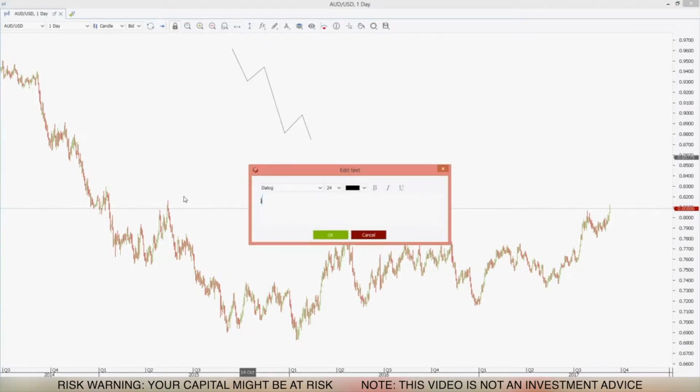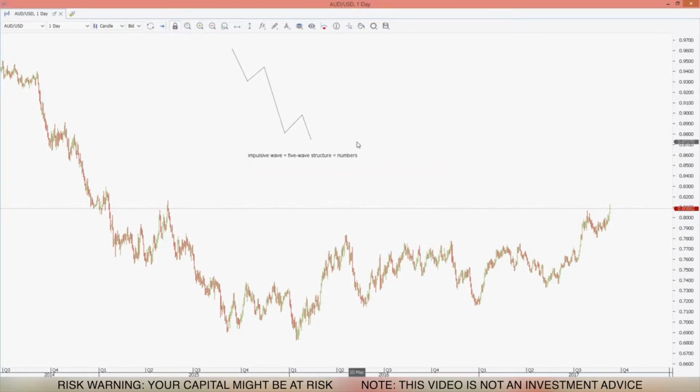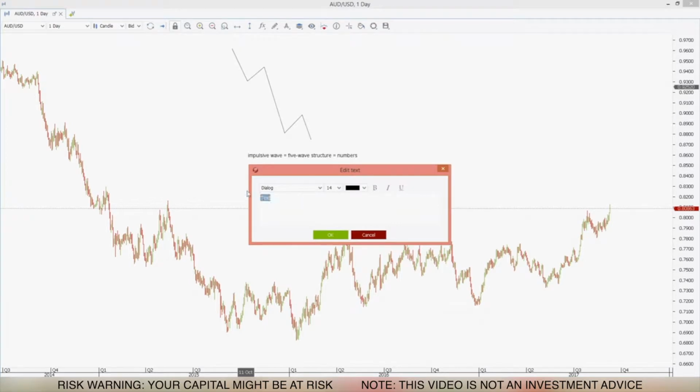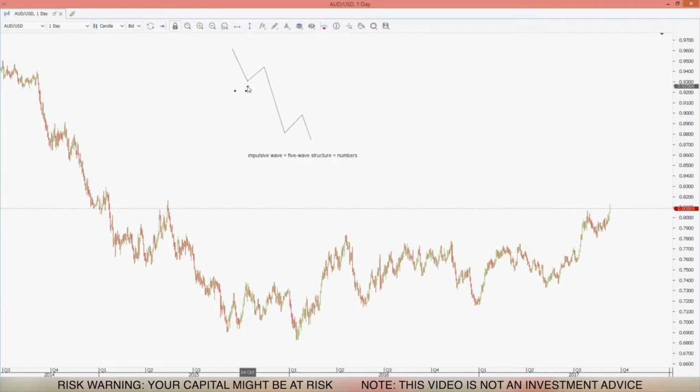So this is an impulsive wave, and according to Elliott, an impulsive wave is always a 5-wave structure. Not only that, it is a 5-wave structure labeled with numbers. Therefore, whenever you look at an Elliott Waves analysis and you see a number in a count, that means it's an impulsive wave. So this is wave 1, the first wave.